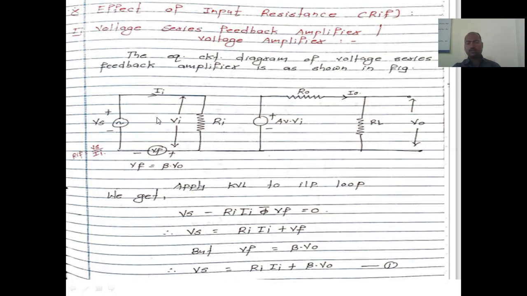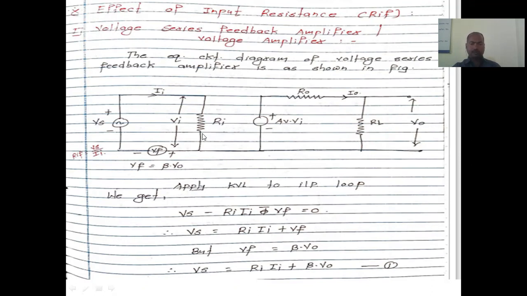There are two loops. This is the input loop, this is the output loop. So for that purpose we apply KVL to the two different loops. Initially we apply KVL to the input loop. Start with Vs, it is positive, so it is Vs as it is. Then we travel towards Ii. This Ii is flowing through this Ri. The initial point is plus, the second point is minus, and we take the minus point. So Vs minus Ri into Ii.